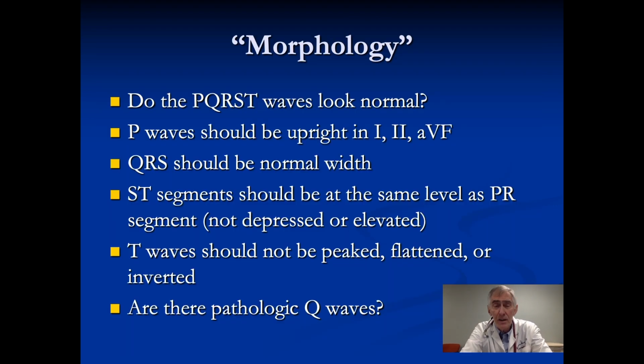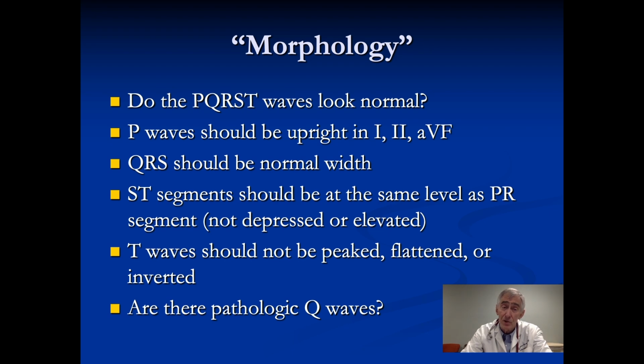All right, morphology is probably the largest and most important part of the EKG because that's where we see big-time diseases such as heart attacks, pericardial effusions, Wolff-Parkinson-White, all of the OMG or oh my goodness EKGs that you want to not miss. So we look at the PQRST waves. Do they look normal? P waves should be upright in 1, 2, and aVF and negative in aVR. Otherwise, you want to think that it's an ectopic rhythm.